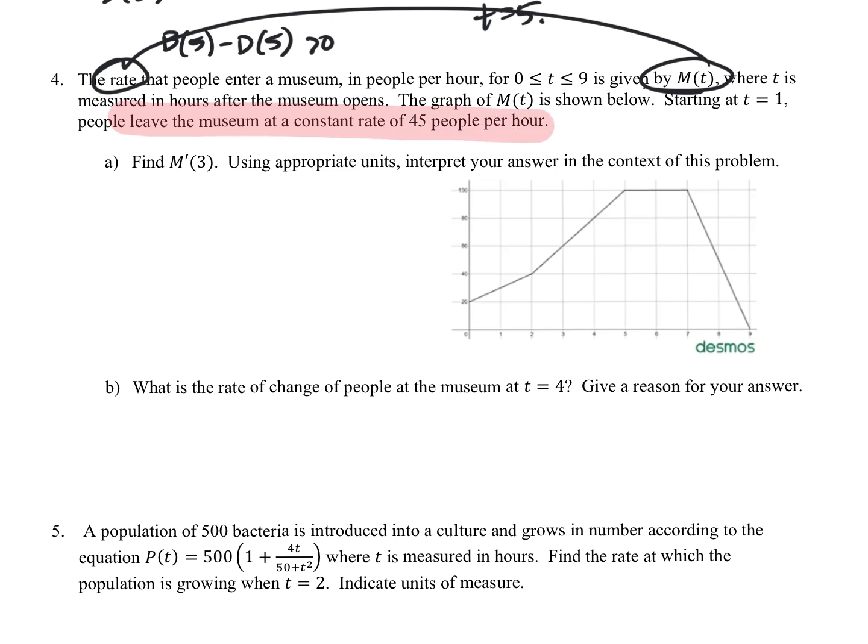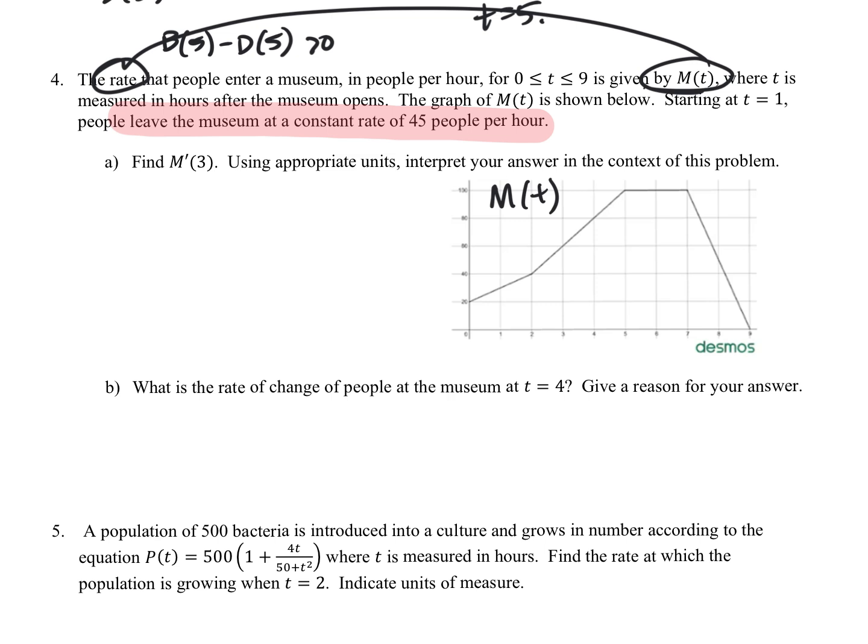Find M prime of 3. M is the rate people enter a museum. And then it said the graph of M is shown. This is M of T.